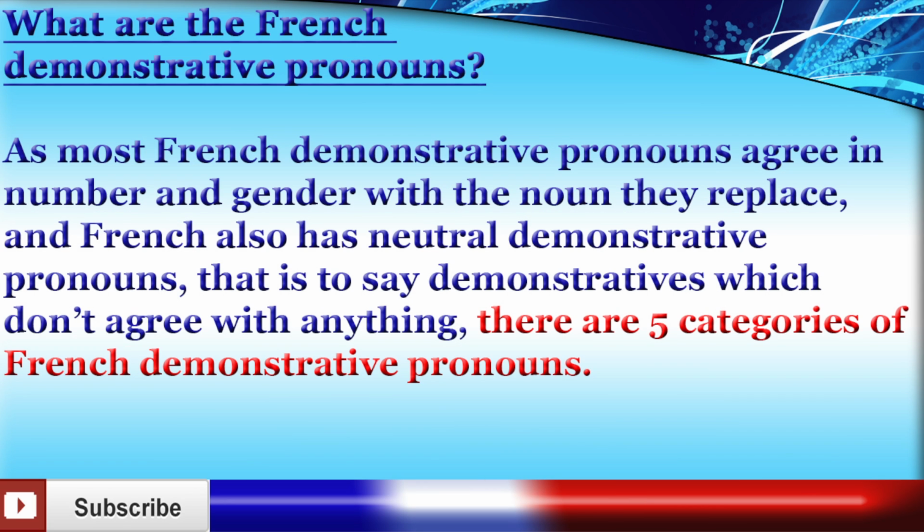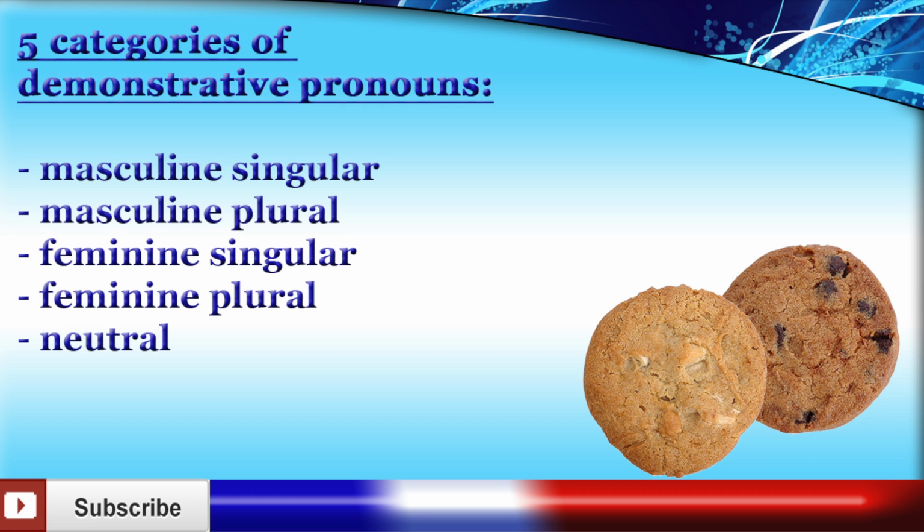So, what are the French demonstrative pronouns? Well, the first thing you need to know is that most French demonstrative pronouns agree in number and gender with the noun they replace, and French also has neutral demonstrative pronouns, that is to say demonstratives which don't agree with anything. There are 5 categories of French demonstrative pronouns. In other words, in French you have masculine singular, masculine plural, feminine singular, feminine plural, and neutral demonstrative pronouns.